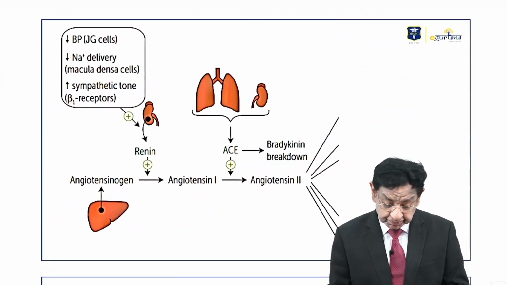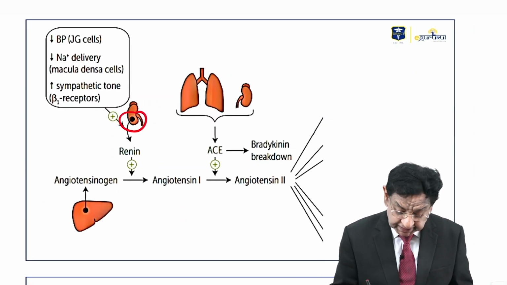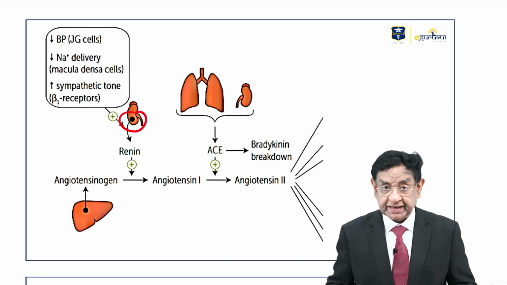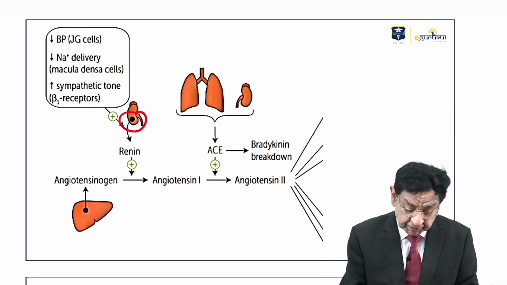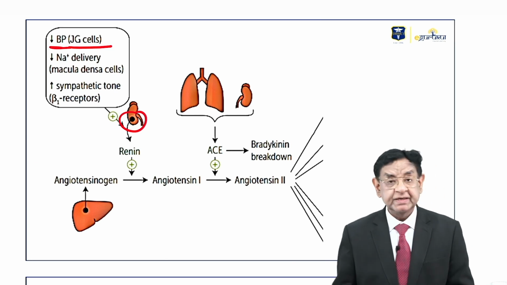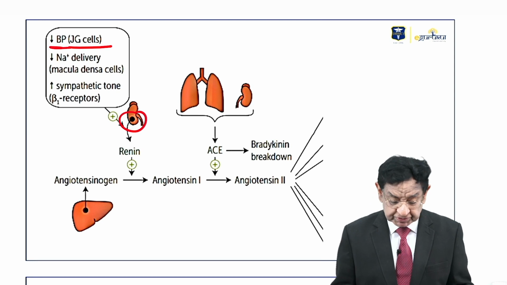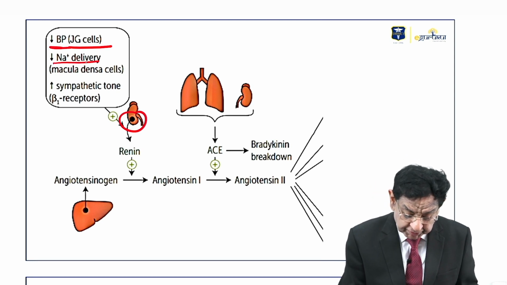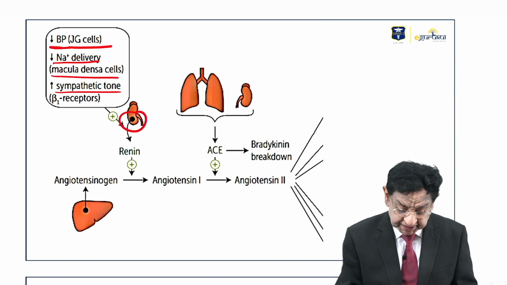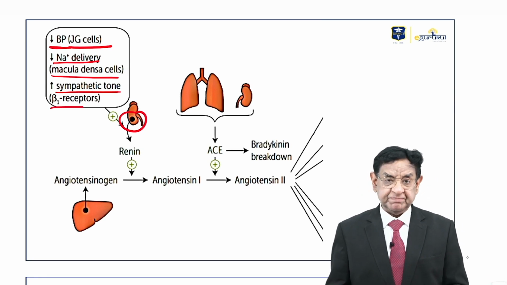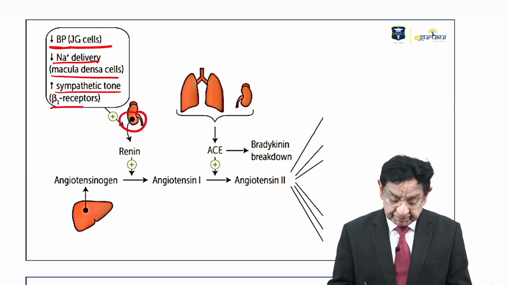So renin is getting released from the kidneys. The point I told you in the previous slide, right? This was due to decreased BP. Anything that decreases BP will stimulate the JG cell to secrete renin, decreased sodium delivery to the macula densa, the point I mentioned, and increased sympathetic tone by beta 1 receptor. This also I mentioned to you. So there are three reasons why renin will be secreted.